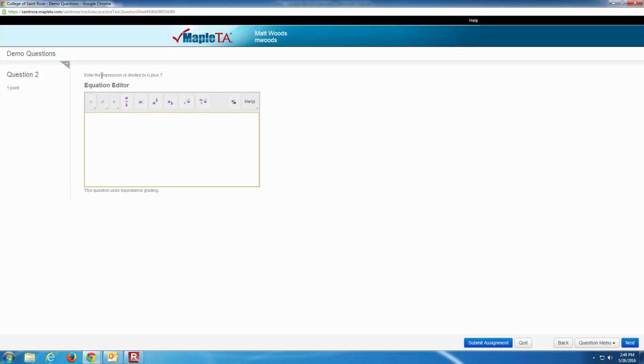Alright, next question here. Enter the expression 4 divided by x plus 7. Well, I'm going to need a fraction to represent this, so here's my fraction button, right here. And same as before, I'm going to backspace out what I don't want, enter in what I do want. And then I do the same thing for the b. Backspace out what I don't want, or type what I do want. All done with the fraction, I hit the right arrow key. Plus 7.